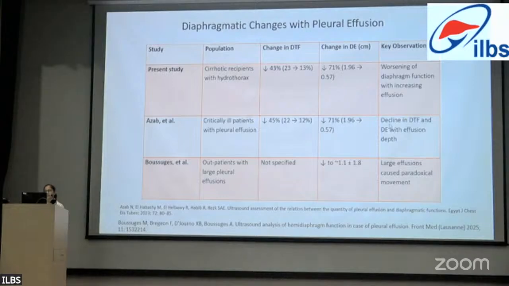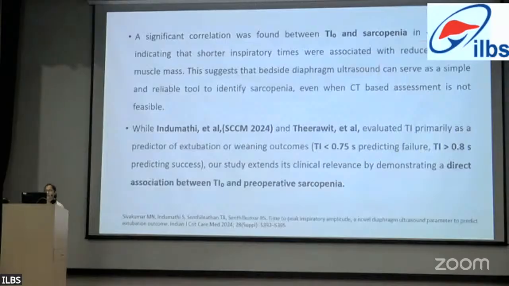And they commented that the decline in diaphragmatic thickening fraction and diaphragm excursion increases with increase in effusion depth. It also correlates with Boussuges et al., who evaluated outpatients with large pleural effusions and noted that the decrease in diaphragmatic excursion is about 1 centimeter. They also commented that large effusions can cause paradoxical movement.